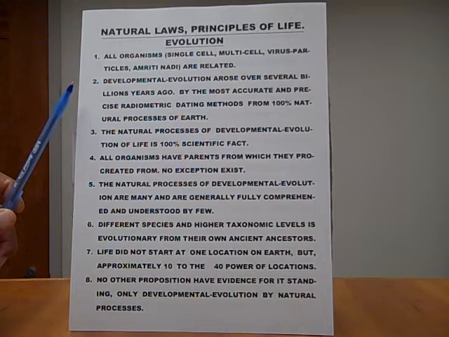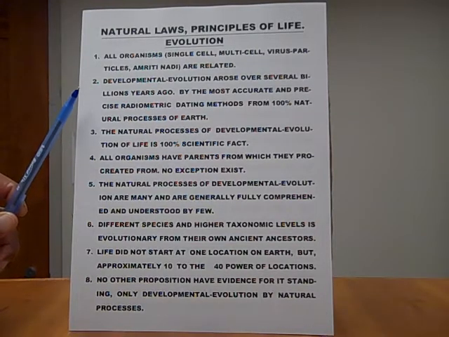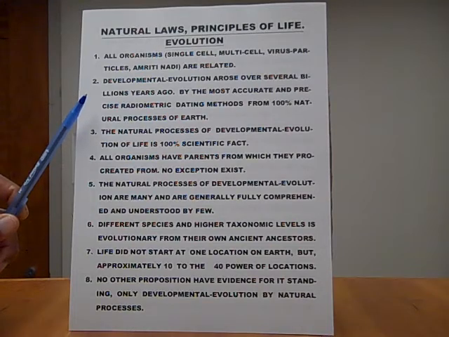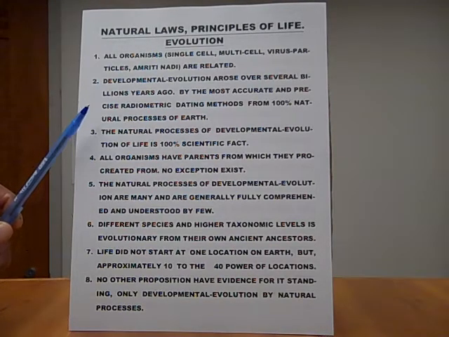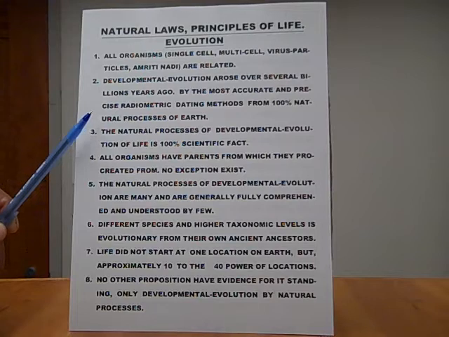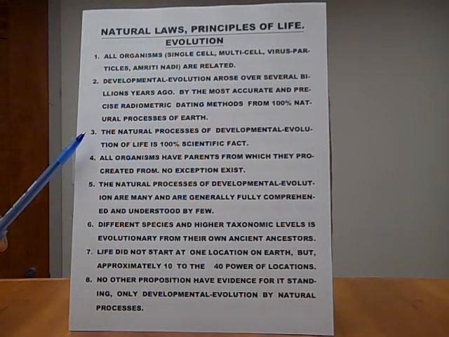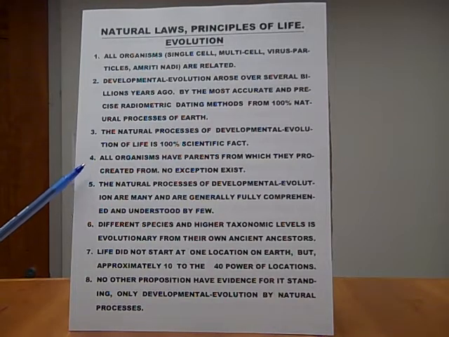Number 2, the developmental evolution arose over several billions of years ago by the most accurate and precise radiometric dating methods from 100% natural processes of Earth. Number 3, the natural processes of developmental evolution of life is 100% scientific fact. Number 4, all organisms have parents from which they procreated from. No exceptions exist.